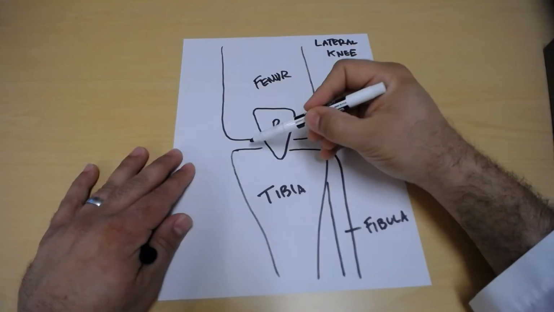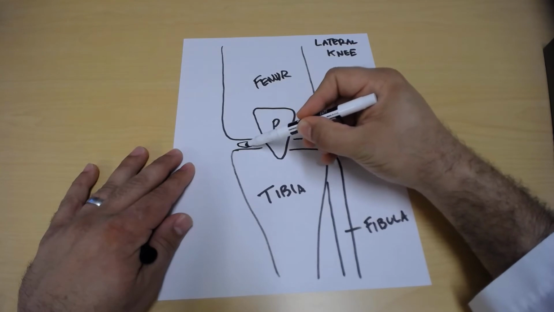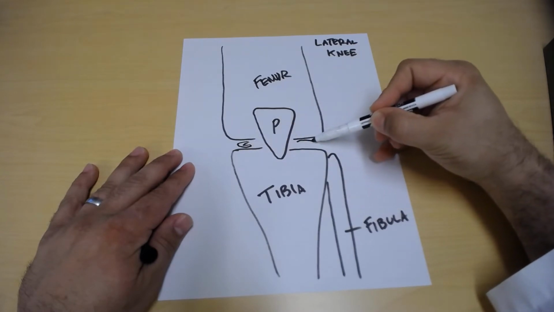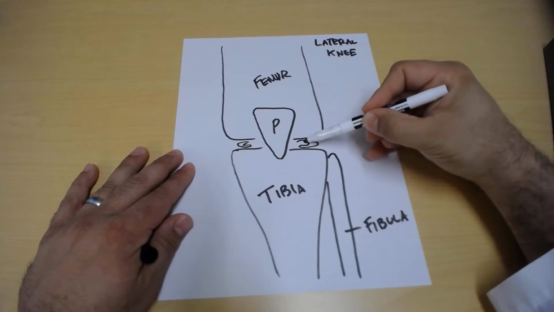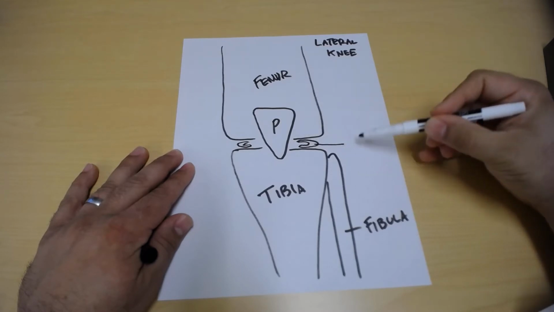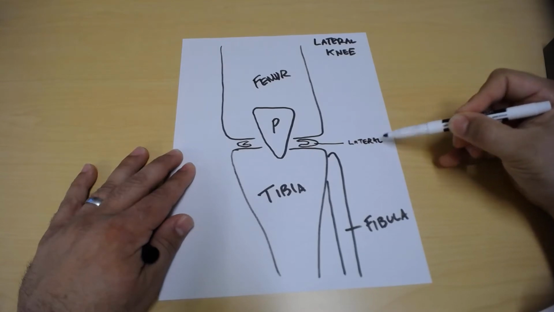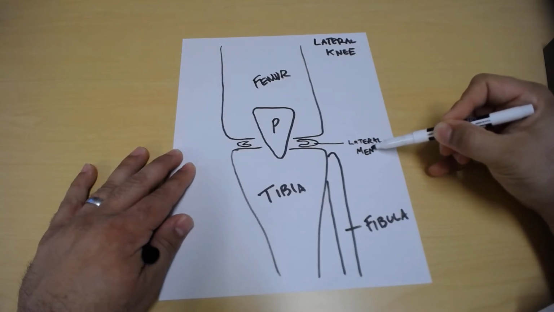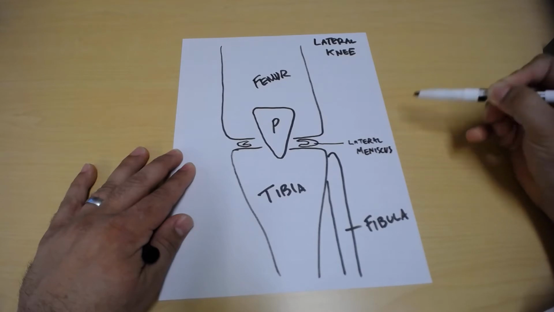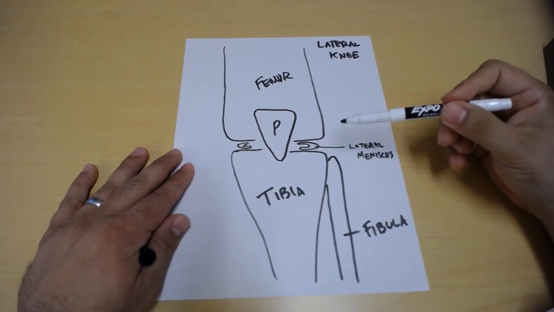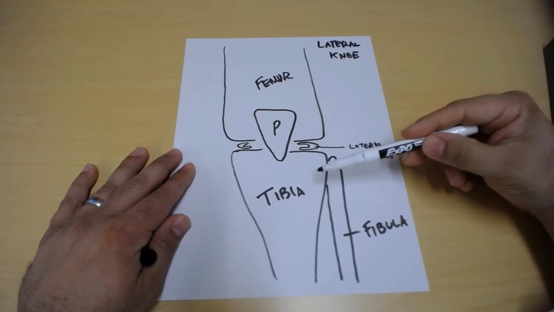If you recall, we talked about the medial meniscus. We also have a lateral meniscus. Lateral meniscus is this structure right here. It's your cushion. The lateral meniscus is basically a little kidney bean shaped structure that provides cushion or bumper between the femur and the tibia.